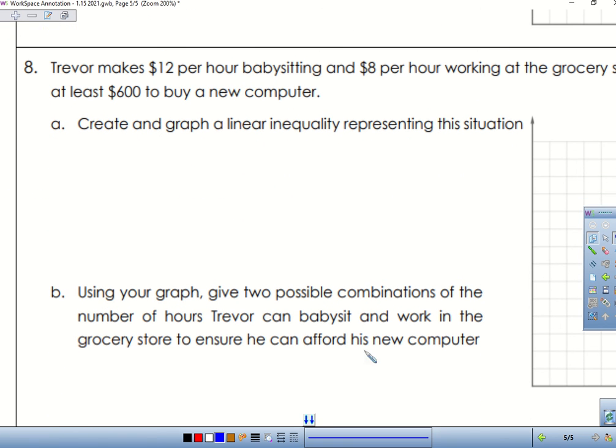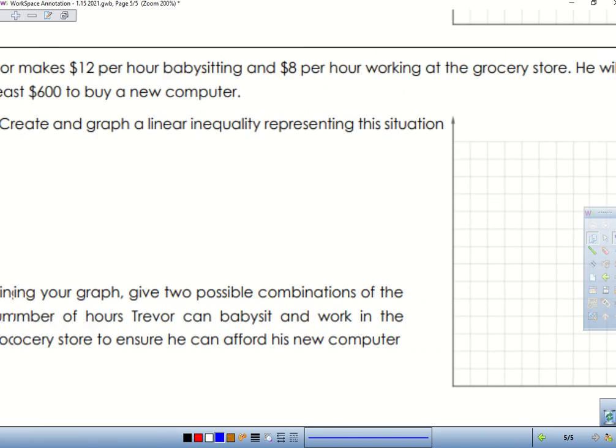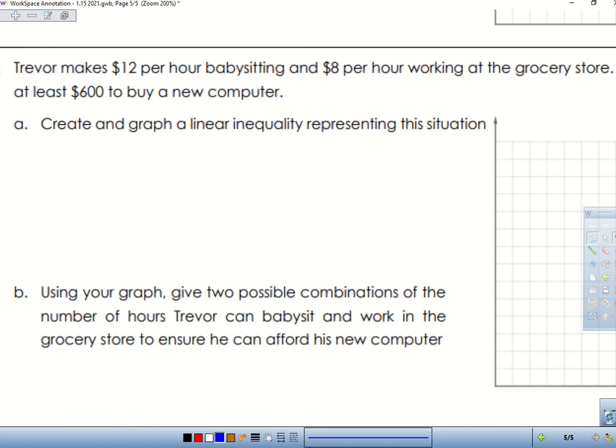So it says Trevor makes $12 per hour babysitting and $8 per hour working at the grocery store. He will need to make at least $600 to buy a new computer. So basically, we're going to call x the amount of hours he works babysitting, and we're going to call y the amount of hours he works at the grocery store. If we take the amount of hours that he works babysitting and multiply it by his hourly rate of $12, and then we take the amount of money he makes at the grocery store and multiply that by his amount of hours, and we add those two amounts together, that's going to give us what?